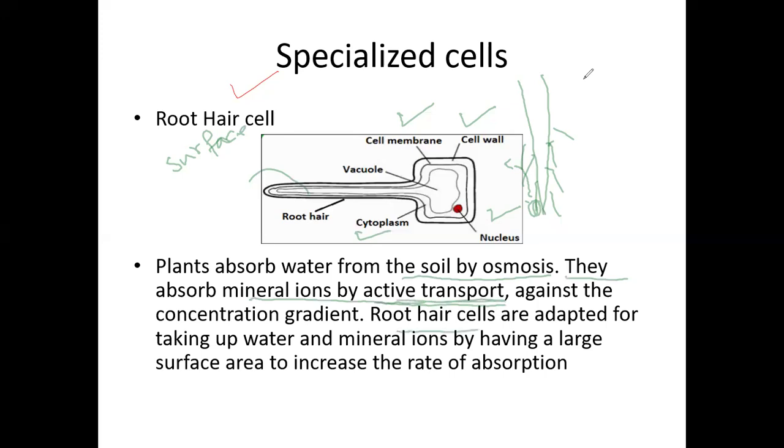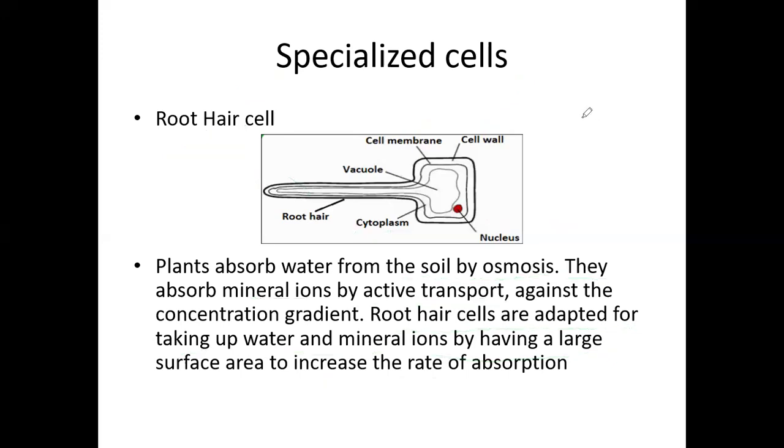So root hair cells are adapted for taking up water and mineral ions by having a large surface area to increase the rate of absorption. They are long and protruding. In this way, the surface area is increased, and more surface area will help the plants to absorb more water and mineral ions. So that was all about the root hair cell. Now I would like to move towards the next video.